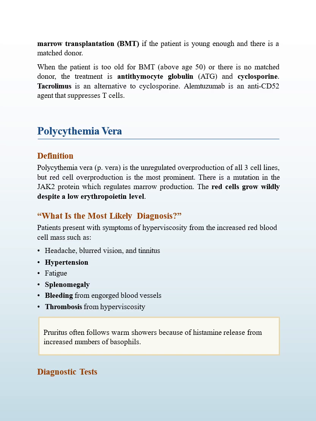ATG, or anti-thymocyte globulin, and cyclosporine. Tacrolimus is an alternative to cyclosporine, and alemtuzumab is the anti-CD52 agent which suppresses the T cells.